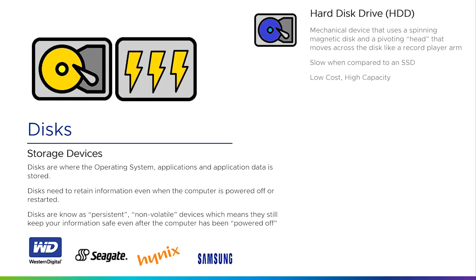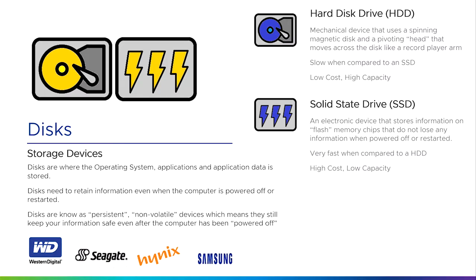And that's because there are 2 different types of disk. There's a hard disk drive or HDD. This is a mechanical device that uses a spinning disk or head that moves across the disk a little bit like a record player. Things to know about hard disk drives or HDDs are they are slow when compared to an SSD or a solid state drive, but they're low cost and they're high capacity. On the flip side of that, a solid state drive is very fast when compared to a hard disk drive, but it's got a high cost and a low capacity.